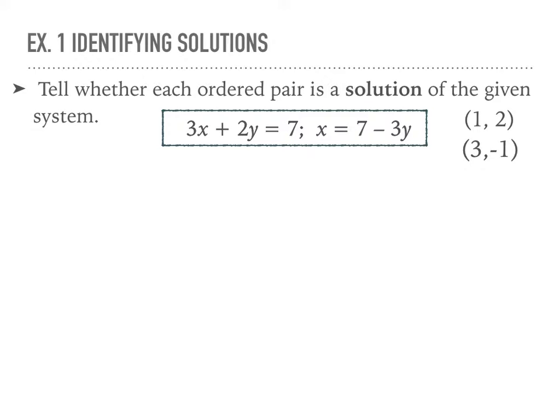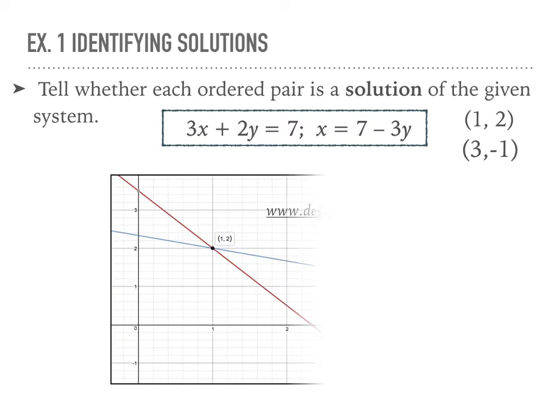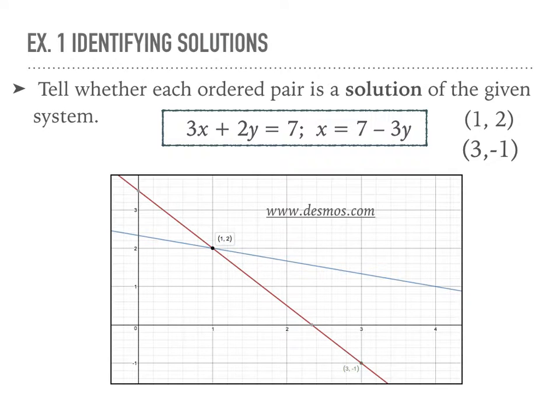At first, tell whether each ordered pair, namely (1, 2) and (3, -1), is a solution of the given system. So I will type in those two linear functions into Desmos.com and take a look at the graphs. If there is a point where those two graphs intersect, we call that point the solution to the system. So we can see (1, 2) is the solution to the system, and the other point, although it does lie on one of the graphs, because it does not lie on both, is not a solution.